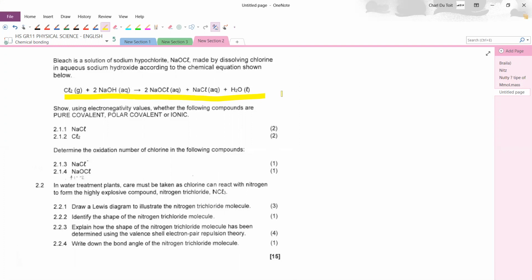What is pure covalent? So the first one is sodium chloride. Which one is that? Is that ionic, pure covalent, or polar covalent? Pure covalent basically means the electronegativity difference is going to be less than 0.4. So pure covalent will be non-polar. Do you understand? Yes, sir. So it's either non-polar covalent, polar covalent, or ionic. So sodium chloride, which one of the three is it?